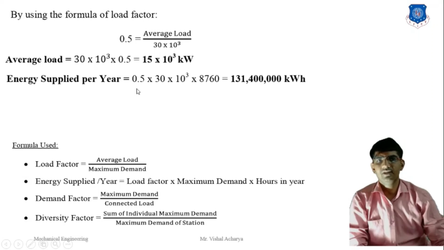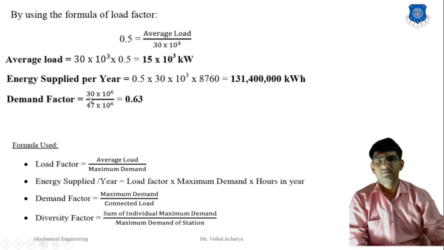Energy supplied per year is load factor times the maximum demand times the hours in the year. The load factor is 0.5, multiplied by the maximum demand of 30 megawatt, and lastly the number of hours in the year is 8760. Our answer is 131,400,000 kilowatt hour.